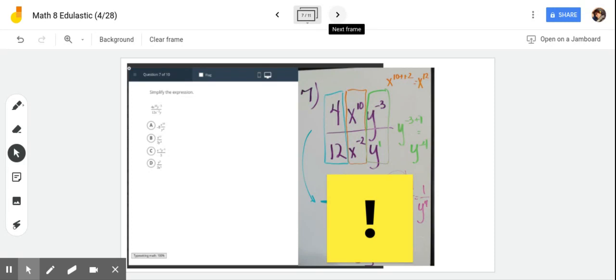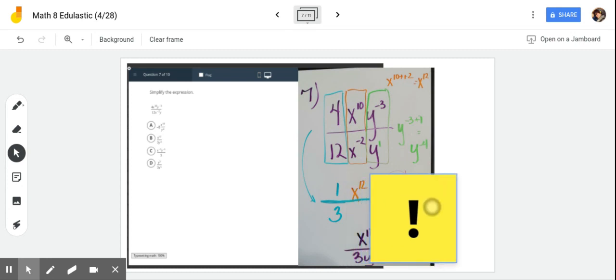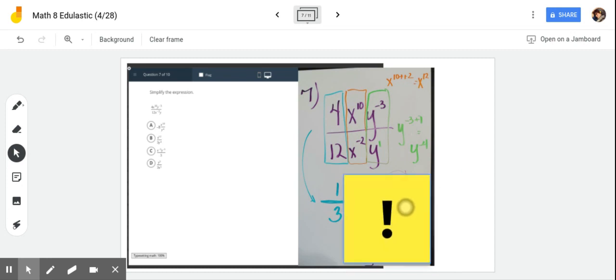Okay, so first step, we are going to just divide 4 over 12, which simplifies to 1 over 3, or a 3 at the bottom of my answer. Okay, next we're going to look up here. We have to work with the x to the 10th divided by x to the negative 2. Because we're subtracting the exponents, we have 10 minus negative 2. Use SMOTO. 10 minus negative 2 becomes 10 plus 2, which gives us x to the 12th.